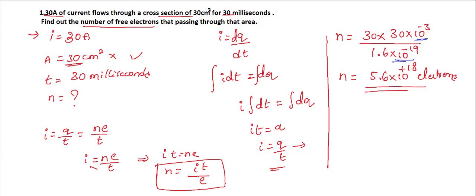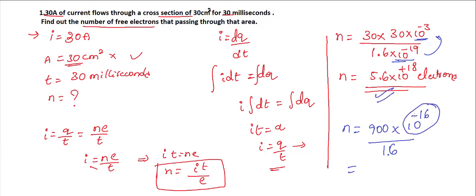So minus 19 minus 3 get cancelled, and we will be having n is equal to 30. 30 will give 900 into, then if it goes upside, this becomes 10 to the power of minus 16 divided by 1.6. Now you solve this, you will be getting this expression. So this is not minus 16, this is plus 16. So when you shift this, you will be getting 10 power 18. So you should know the power, whether it is plus or minus. In a multiple choice question, you will be getting confused.